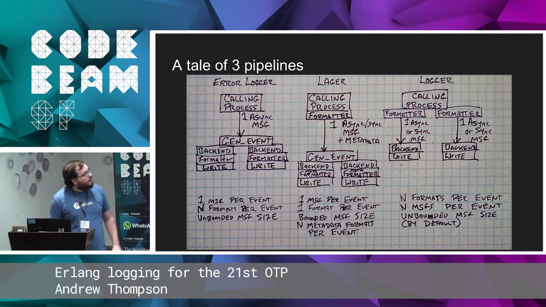And now we have the new OTP logger, which looks quite different. As you can see, we format in the calling process, but we do it a variable number of times. And then for each formatter, we send an asynchronous or a synchronous message, depending again on the overload state, to the backend. The backend then just simply writes to wherever it's going. So we have N formats per event, N messages per event, and an unbounded message size by default. So you might see there's some concern here. A lot more O(N) here than logger had. We'll see some of that in a little bit.